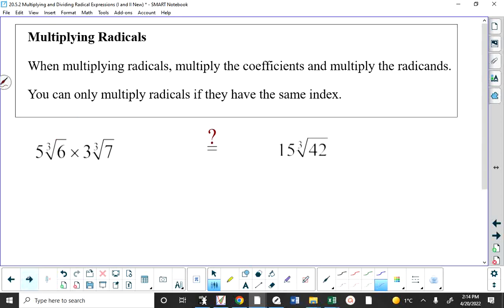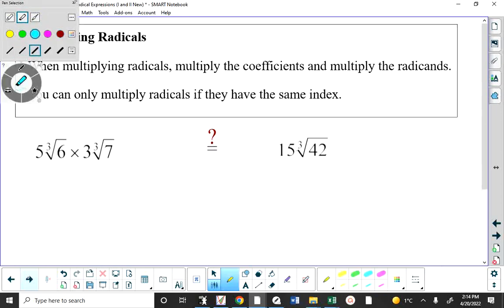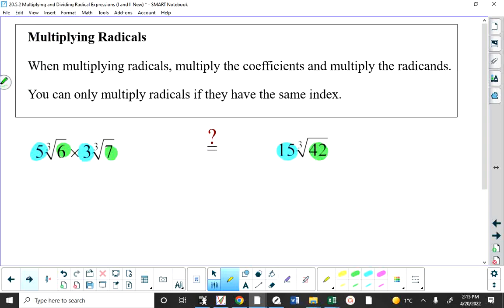Well, 15 root 42, because 5 times 3 is 15. The coefficients multiplied together, I want to make this very clear, give you the coefficient of your answer. The radicands multiplied together give you the radicand in the answer. And I've got a question mark here. Well, let's grab our calculator and let's find out if this is true.